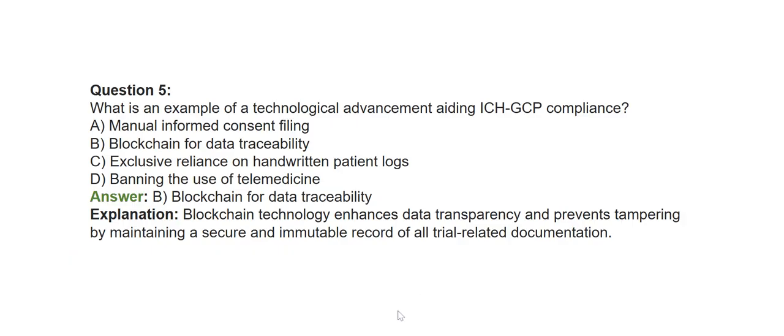And then question 5, what is an example of technological advancement aiding ICH-GCP compliance? Is it A, manual informed consent filing? Is it B, blockchain for data traceability? Is it C, exclusive reliance on handwritten patient logs? Is it D, banning the use of telemedicine? So it is B, the blockchain, the audit trail system for data traceability, as blockchain technology enhances data transparency and prevents tampering in maintaining a secure and immutable record of all trial-related documentation.